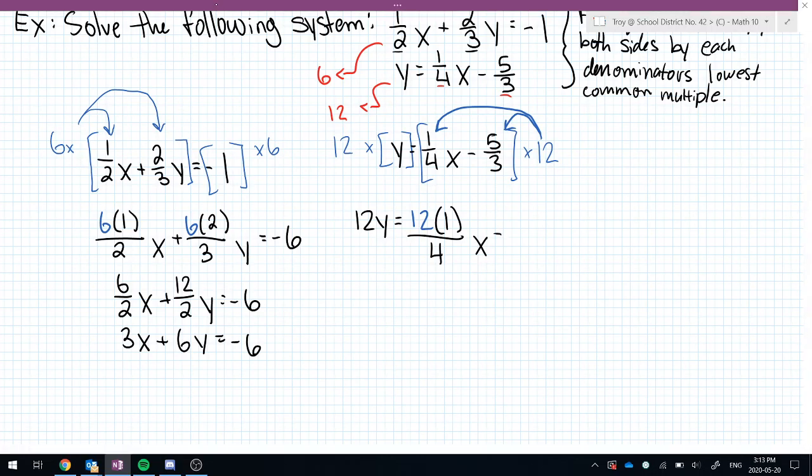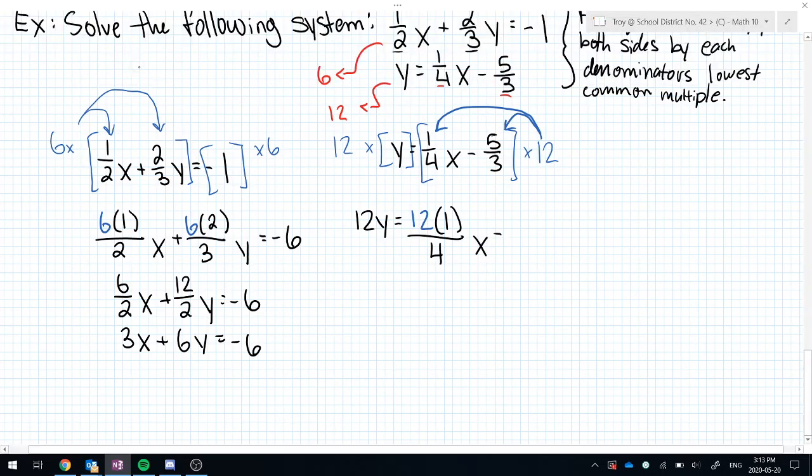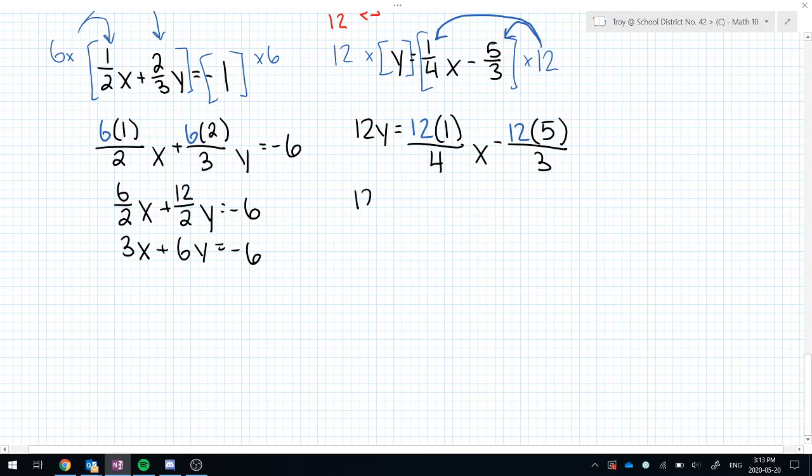And then it's minus. So I got my 12 there, but then it's got a 5 in the numerator, so I got to make sure that I bring down that 5. And it's being divided by 3. Okay, well, it's 12y equals, well, 12 times 1 is 12, and 12 divided by 4 is 3. So it's going to be 3x, and then 12 times 5 is 60, and 60 divided by 3 is 20.